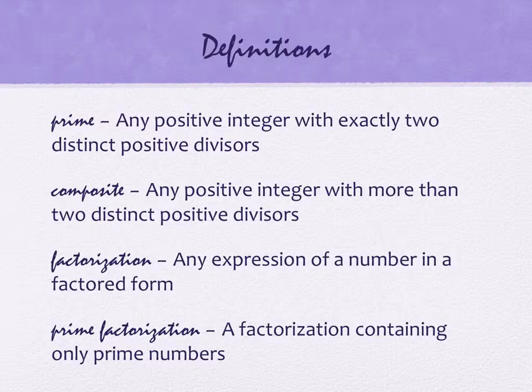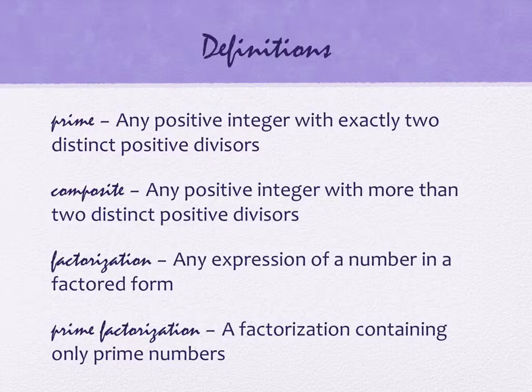Factorization is any expression of a number in factored form. It doesn't have to be factored down to its simplest components. It just means factored. So for example, if you wanted the factorization for the number 8, you could write that it's 2 times 4. You could also write that it's 2 times 2 times 2. Right? Either of those would be factorized forms for 8. Two distinct factorizations. They're different.